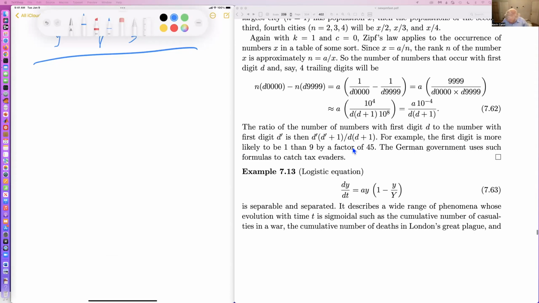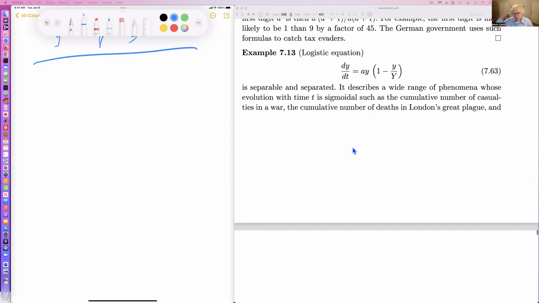And so the German government actually uses this to catch people who are cheating on their taxes, because if they find somebody who's citing charitable deductions that start with an 8 or a 9, instead of with a 1 or a 2, that turns on a red light and somebody looks at the return a little more carefully.